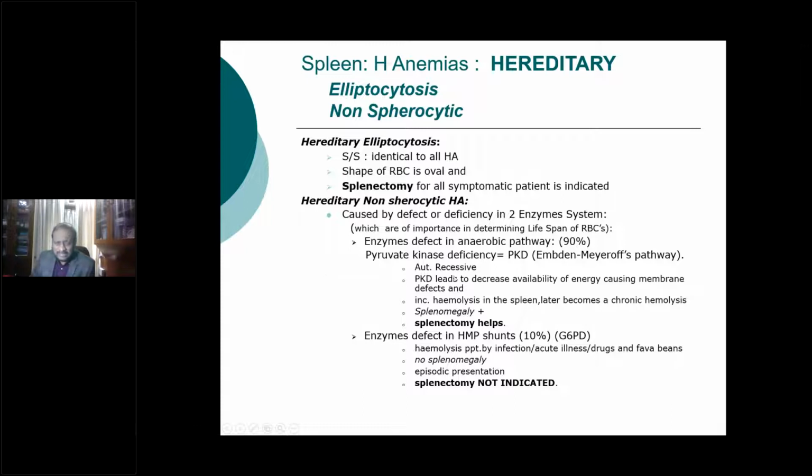But the pyruvate kinase deficiency is the type that is going to respond to your splenectomy, and the spleen will be palpable only in this deficiency. In HMP shunt enzyme deficiency, namely glucose 6-phosphate dehydrogenase deficiency, there is no splenomegaly. The splenectomy is not indicated. See, bold. So it is only in pyruvate kinase deficiency type of hereditary non-spherocytic hemolytic anemia that you would have a benefit of splenectomy.